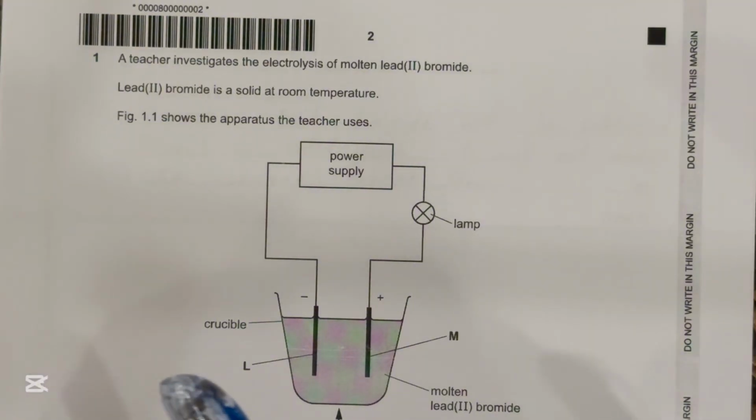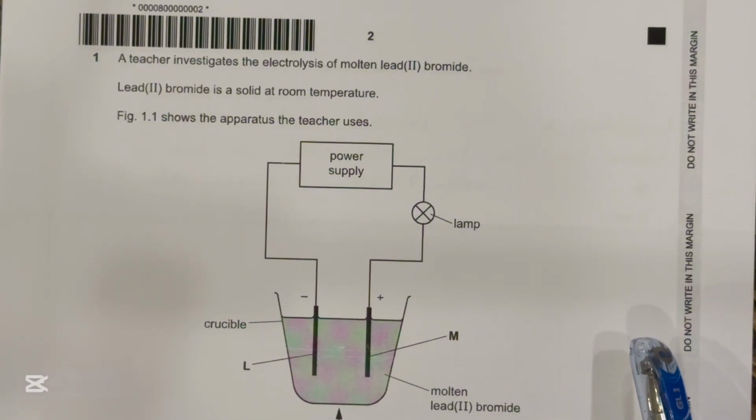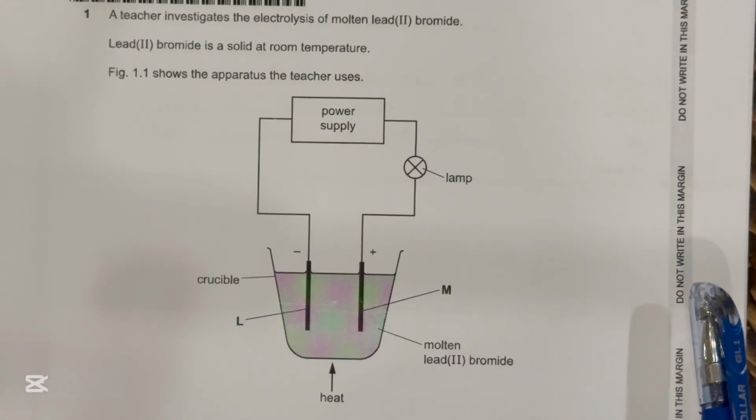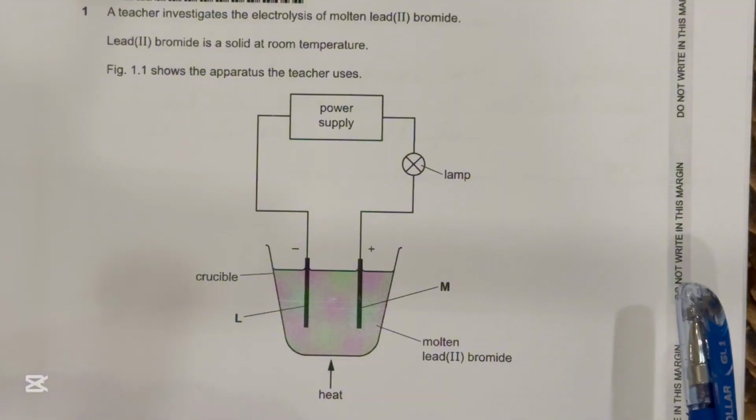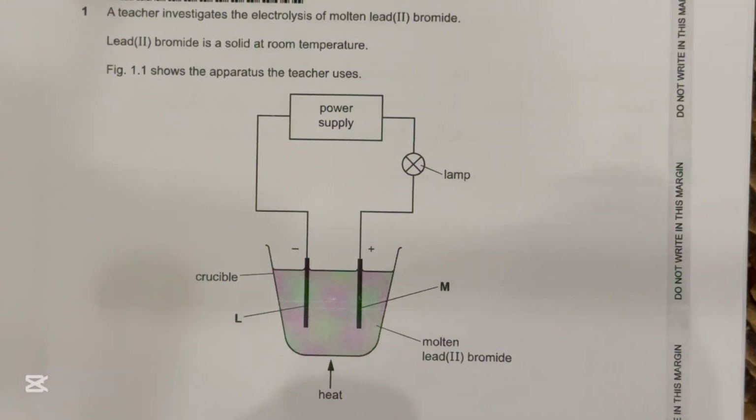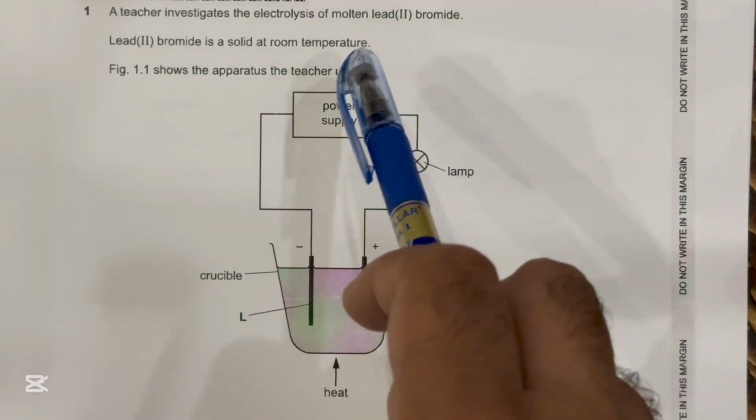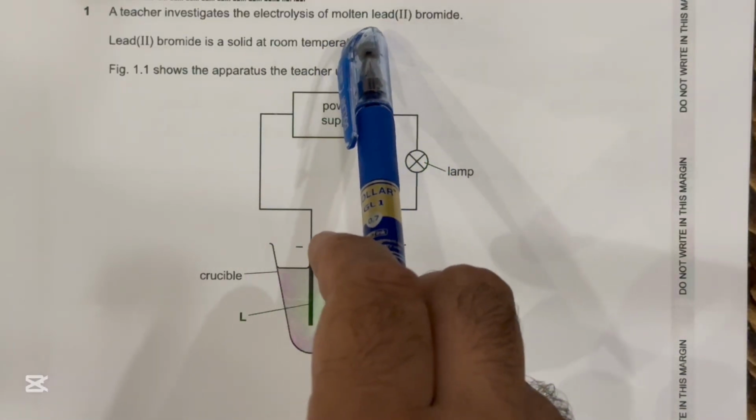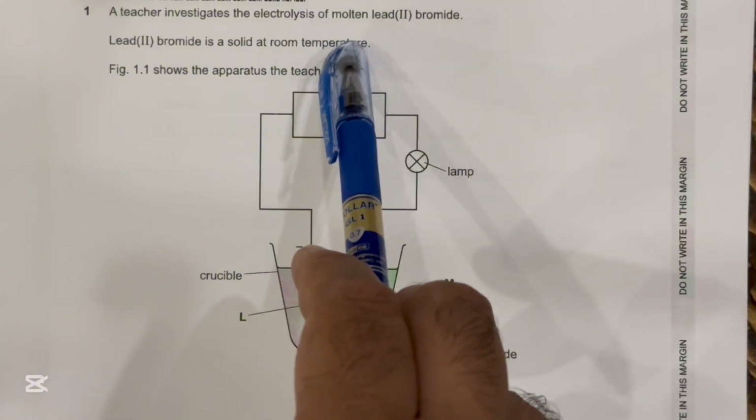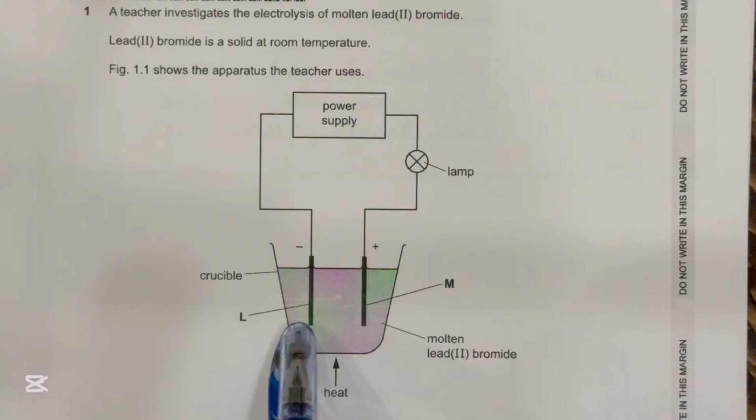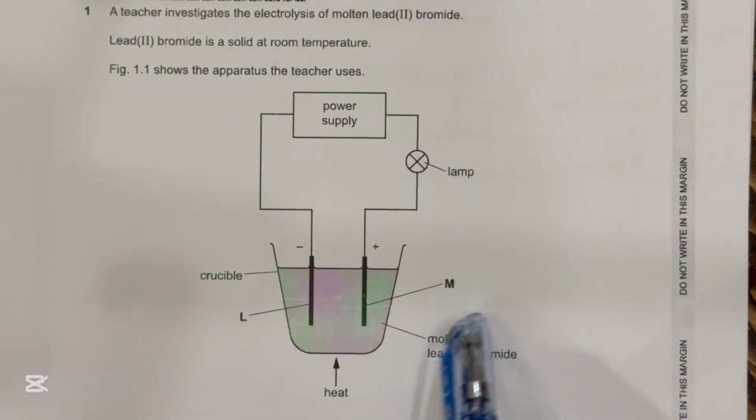Question number 1 is that a teacher investigated the electrolysis of molten lead bromide, PbBr2. Lead(II) bromide is a solid at room temperature. We know that lead(II) bromide is an ionic compound. It conducts only when it is in the molten form. Figure 1.1 shows the apparatus the teacher uses: a power supply, a lamp, and these are the electrodes, negative and positive, and heat is provided, and this is molten lead(II) bromide.